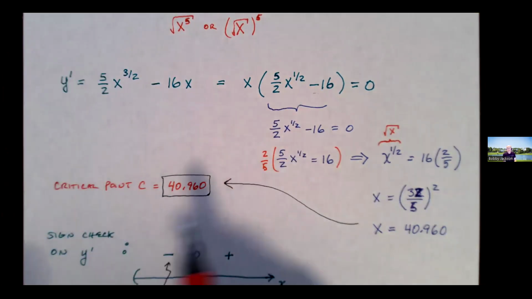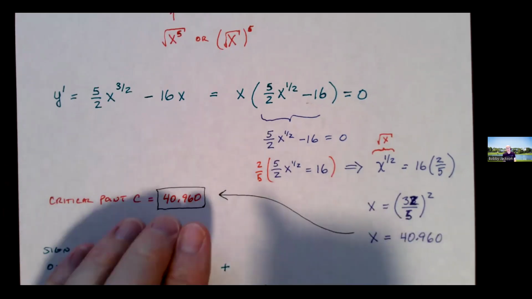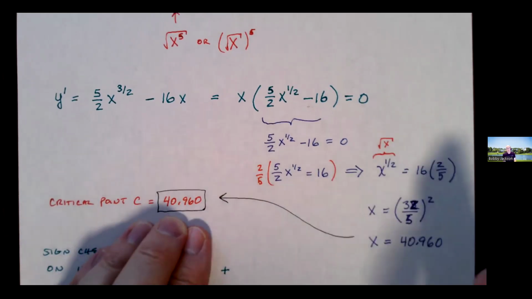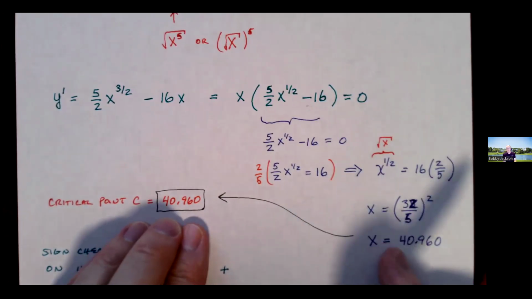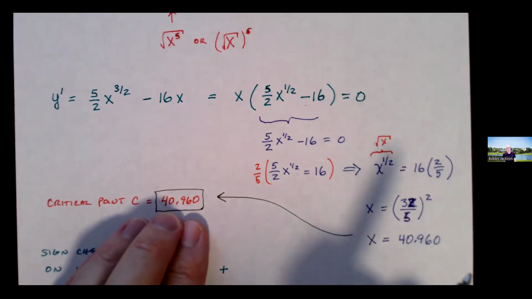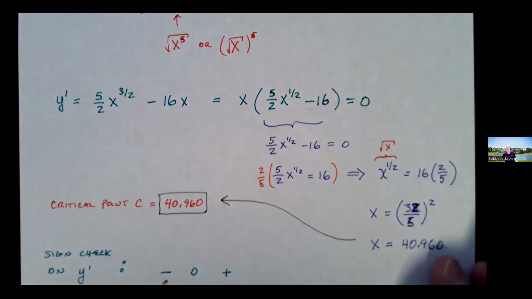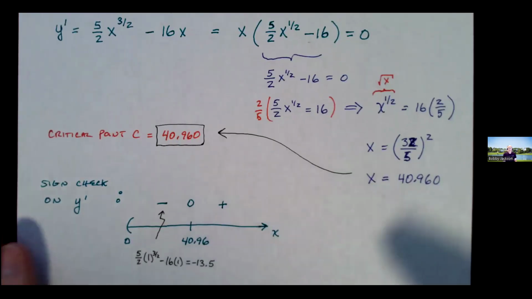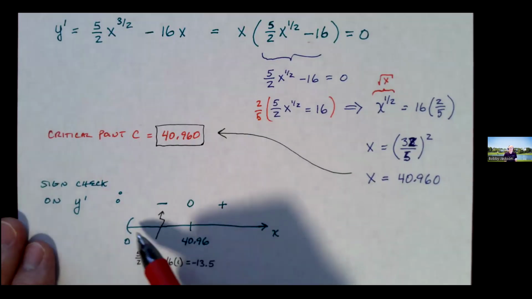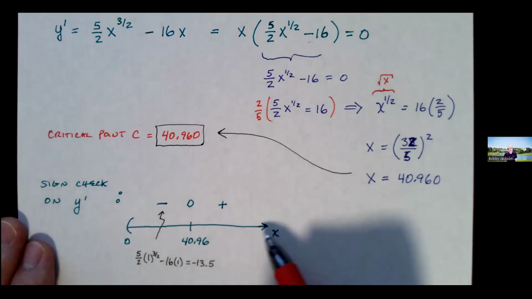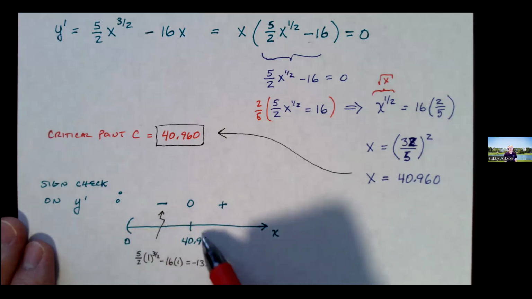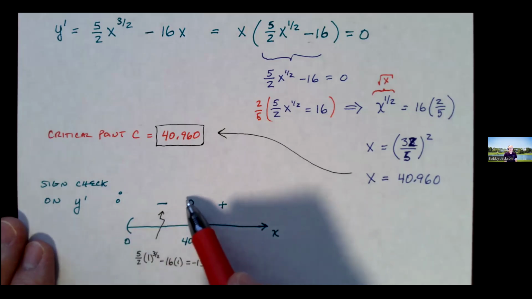So the first, they say critical point C. So what are they talking about, C? There's one critical point, and that's what goes in the blank, the one we found. So 40.96 is the value of C in this problem. And then in order to answer the next 2 questions, we do need to do a sign check on our derivative up here. So remember, it's only positive values of x here. 40.96 is our critical point, and the derivative is 0 there.